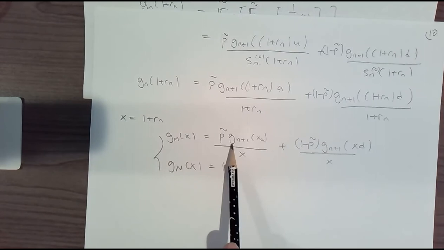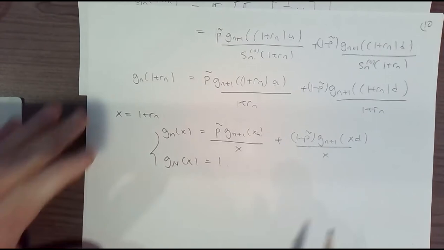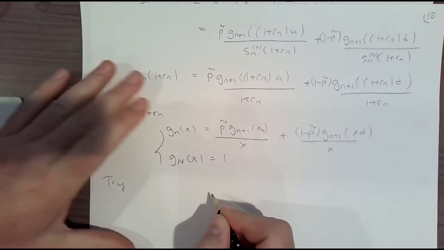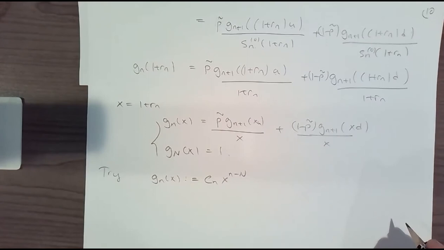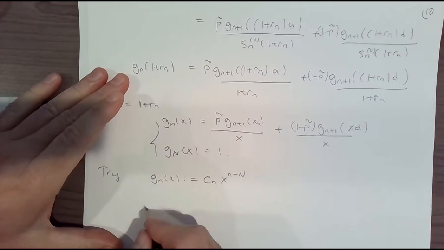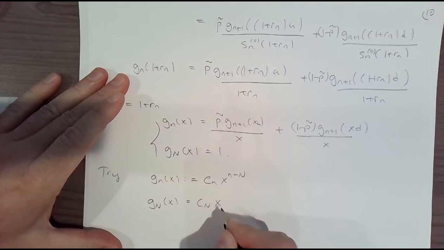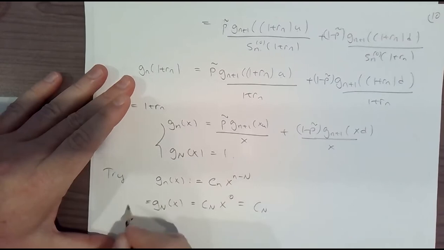Can we solve it? Yes. So let's try a solution of the form gn of x equals some constant cn times x to the n minus capital N. So we start at the end. I want gN of x to be equal to cN times x to the zeroth. Okay, so that's cN, and the left hand side is equal to 1. So that's going to give us the last coefficient.